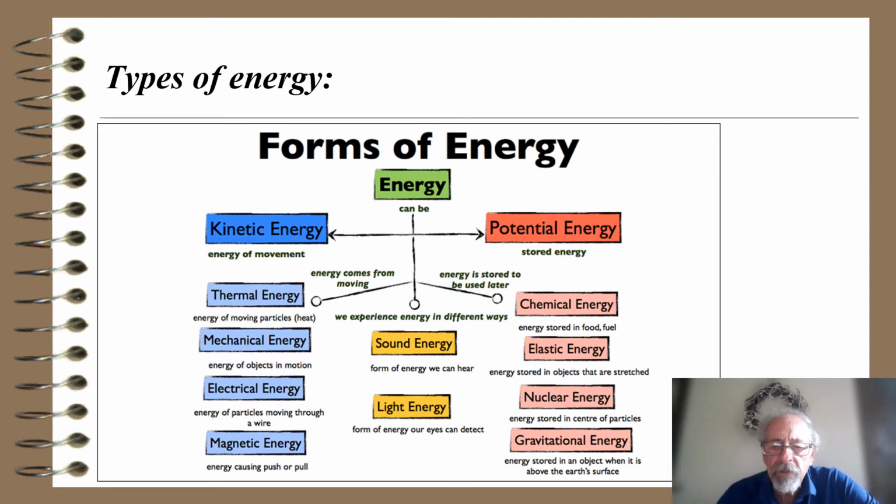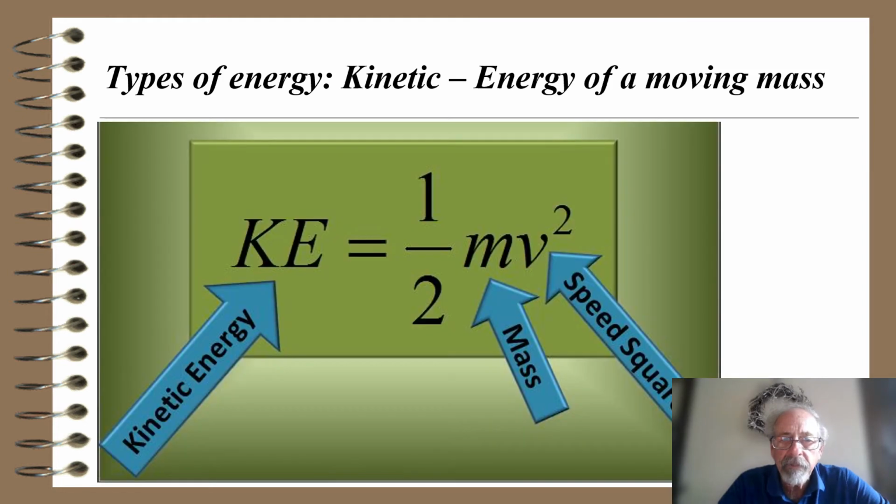Gravitational energy, energy stored in an object when it is above the Earth's surface. And in the middle there we have sound energy, a form of energy we can hear, and light energy is a form of energy our eyes can detect. So as we have evolved, we have developed senses which can detect sound energy and light energy.